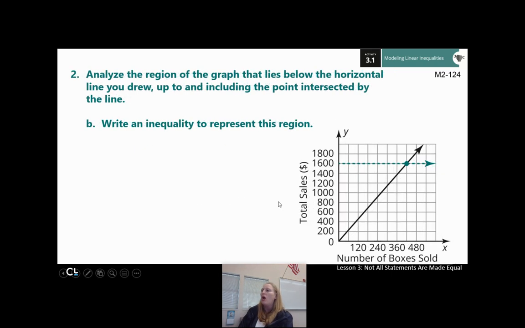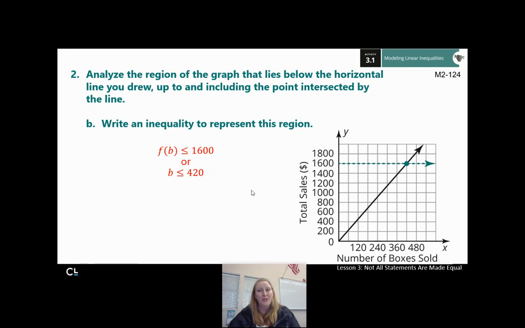So let's write an inequality to represent that. So that means that my function f of b would have to be less than or equal to 1,600. But remember how we said that we made our little vertical line and we're like, oh, that's 420. So we could also say that in order for this to be true, my number of boxes sold has to be less than or equal to 420. So I'm going to write b is less than or equal to 420. So either of these inequalities would represent this chunk that's down below the horizontal line.